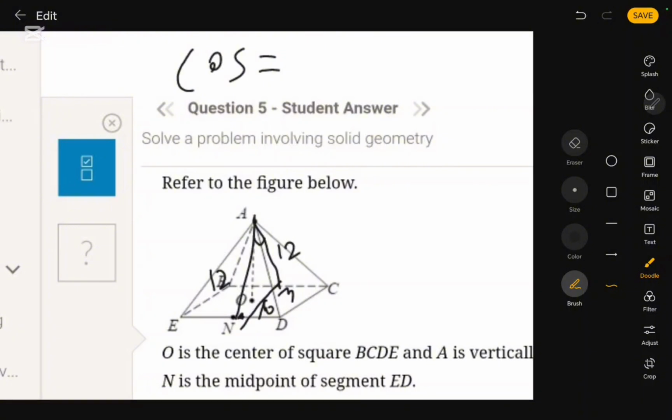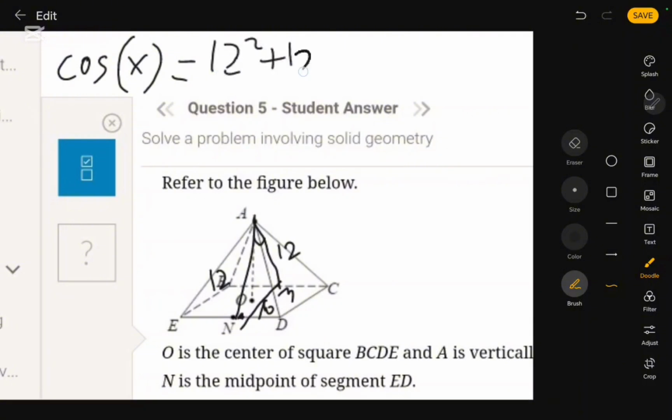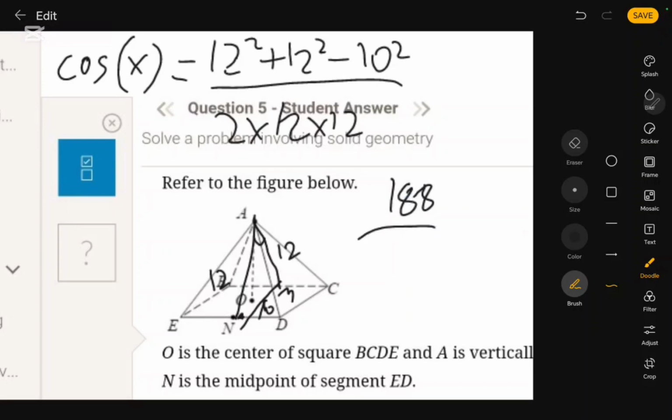So to find the cosine, we're going to do cosine x equals. Now we have to get the sides in between, so it's 12 power 2 plus 12 power 2 minus the opposite side, which is 10 power 2, over 2 times the first two sides, which is 12. You get 288 minus 100, which is 188, over 2 times, so 24 times 12. 24 times 12 is 288. Okay, you have 188 over 288, and they want it in a fraction.